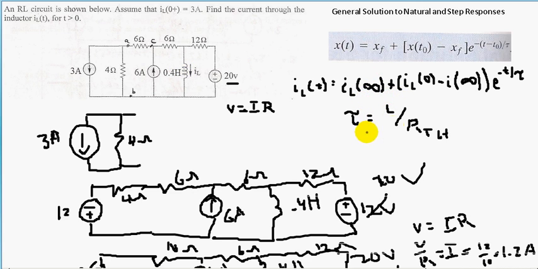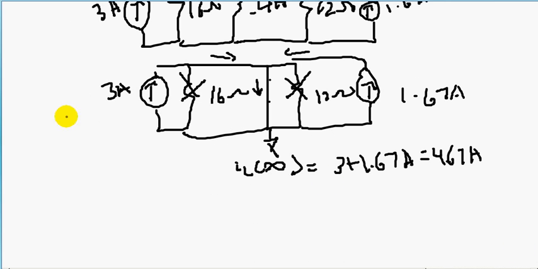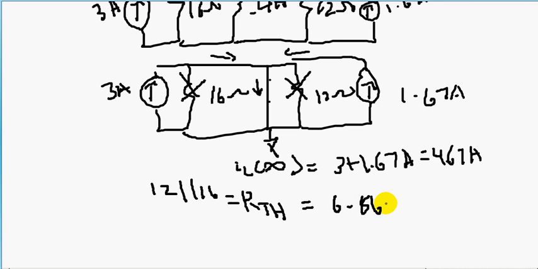Now we have to find our tau. Our L, our inductor, is 0.4 henries. Now we have to find our Thevenin's resistance. Remember, our resistors are in parallel, so 16 ohms in parallel with the 12 ohms gives us our Thevenin's, equal to 6.86 ohms.